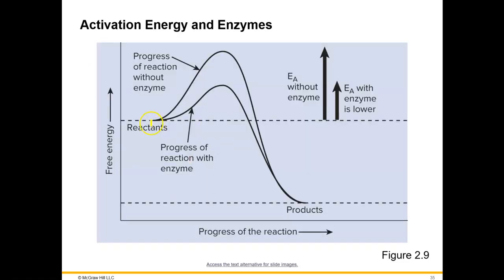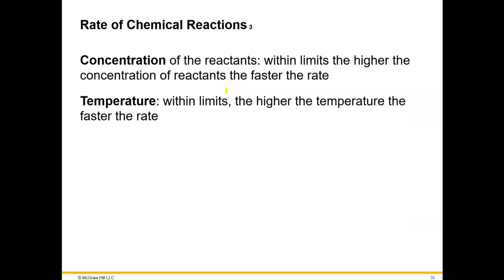So for a particular reaction, for example, here's the energy of the reactants, and then this is the energy required for those reactants to react. So there's an activation energy that's required for the reactants to react and become products. If you have enzymes that come in and bond to the reactants, it will lower that activation energy. It will lower the energy needed for the reaction to take place, and that will cause the reaction to take place in a faster time.